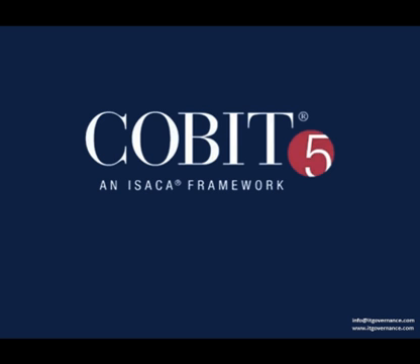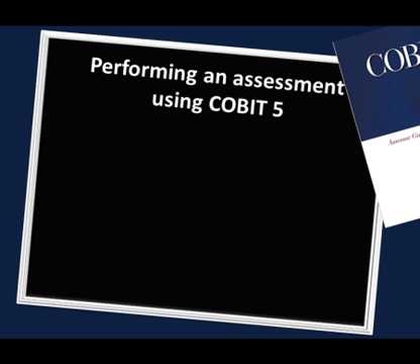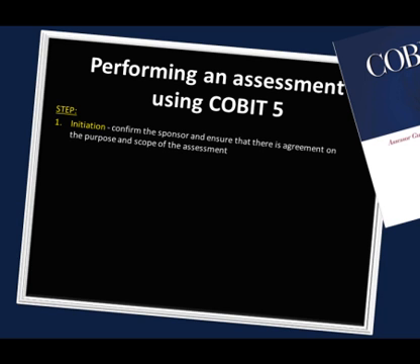In this webinar, I am going to describe how to perform a COBIT-5 assessment of process capability. There are 7 steps to the process assessment method. Step 1 is initiation. Here we confirm the sponsor and ensure that there is agreement on the purpose and scope of the assessment. In Step 1, the assessment sponsor will ensure that the lead assessor has the requisite knowledge and experience to guide the assessment team. In Step 1, the lead assessor and the assessment sponsor will agree on the target capability to be assessed.